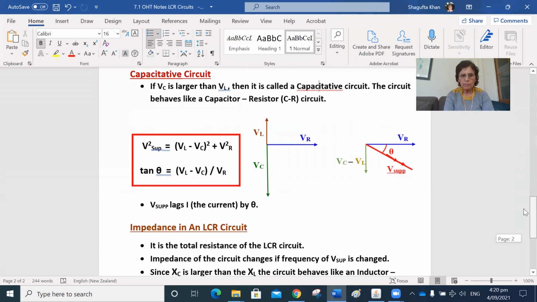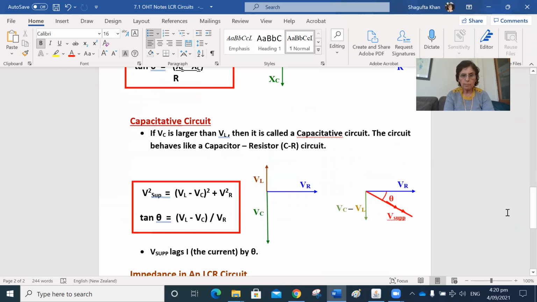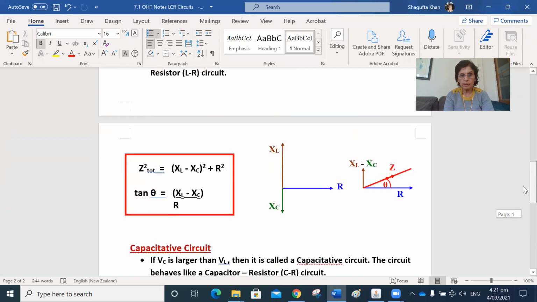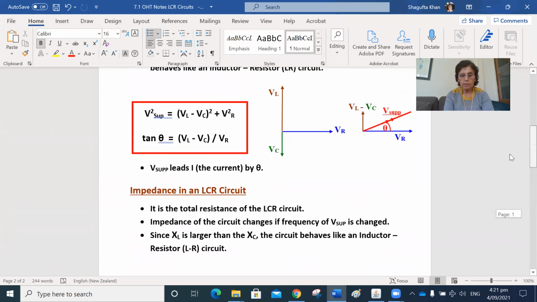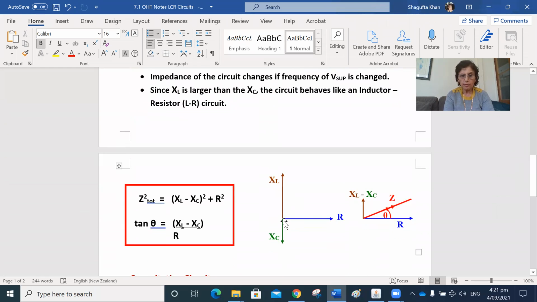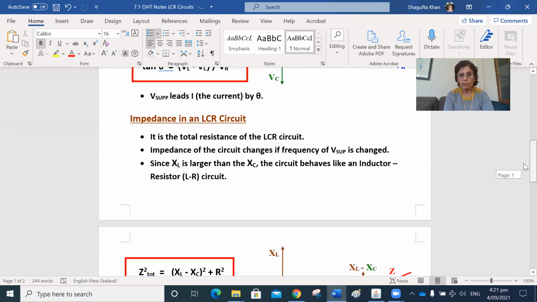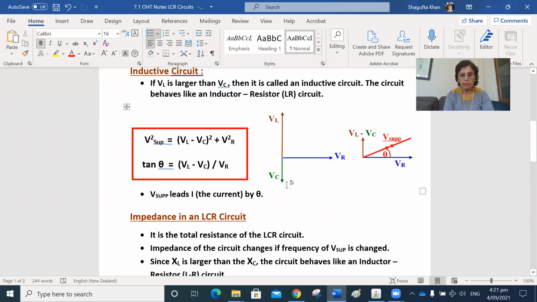So just summarizing, in a capacitive circuit, VC or XC is more than VL or XL, and so that will be called a capacitive circuit. And in an inductive circuit, XL will be more than XC, and therefore VL will be greater than VC. So that's all for today's lesson. Thank you for watching it.